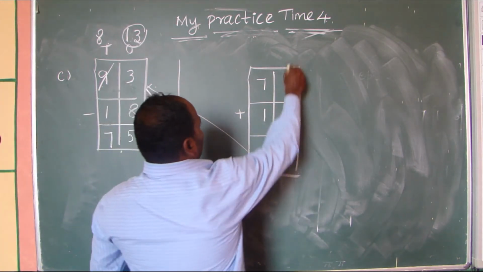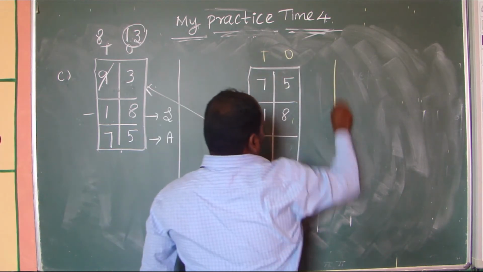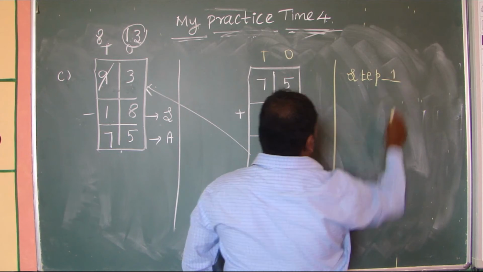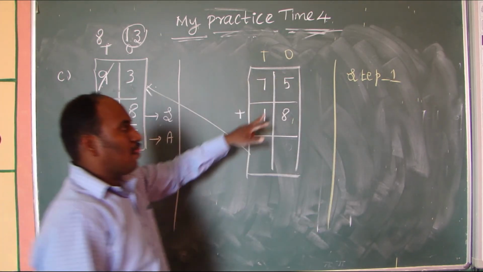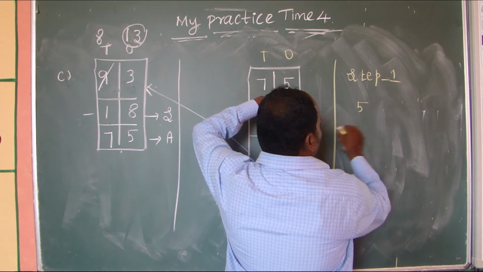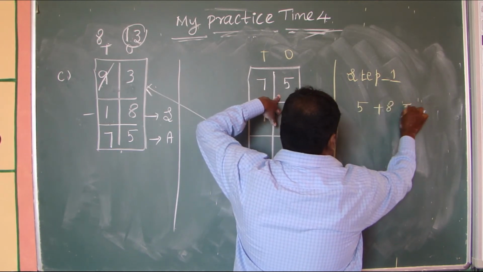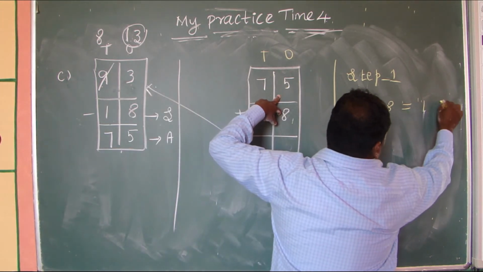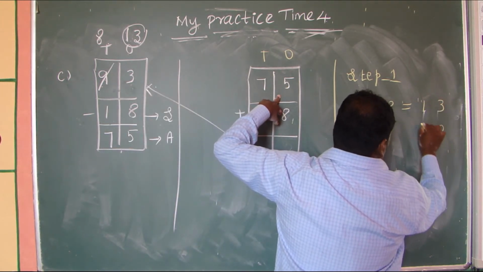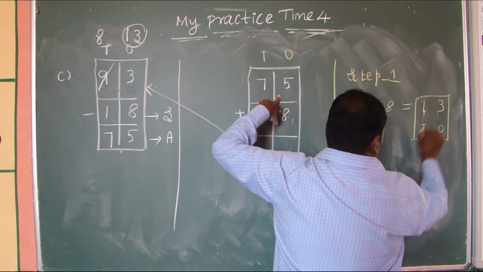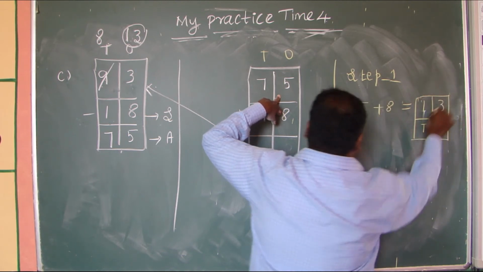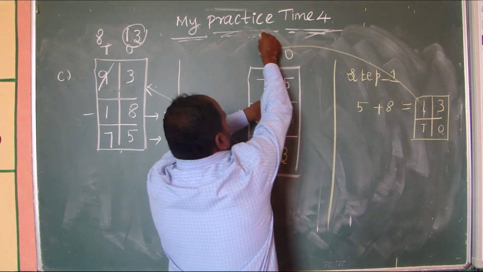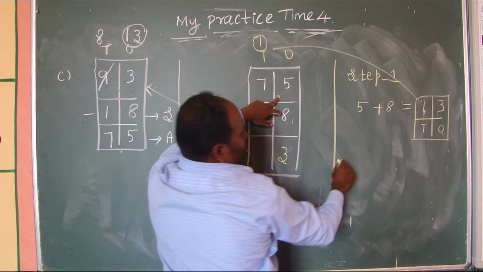5 plus 8. Here the ones place and tens place. Step 1. We add the ones place. 5 ones plus 8 ones is equal to 5 plus 8 is equal to 13. Here the ones place is 3 and the balance 1 carries on to the tens place.